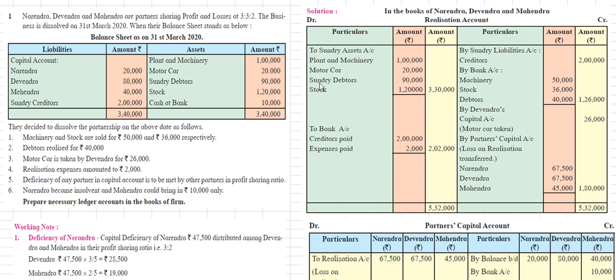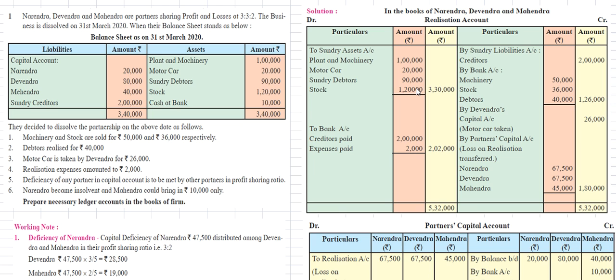First is the sundry assets account. They have assets: plant and machinery of 1 lakh rupees, motor car 20,000 rupees, sundry debtors, also an asset, 90,000 rupees, and stock 1 lakh 20,000 rupees. These are the assets available with them. These assets total 3 lakh 30,000 rupees, and from these they are going to pay the liabilities.